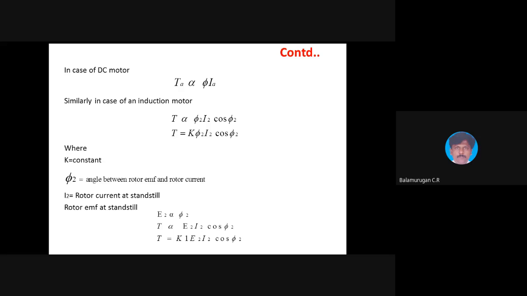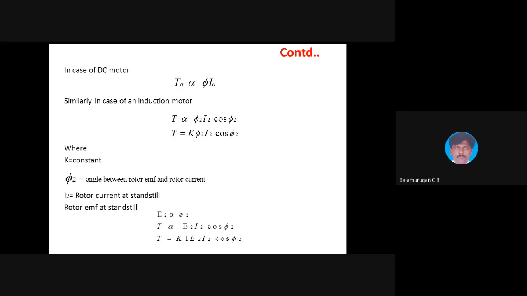In some books it may be expressed as phi R, IR, cos phi R. So anything you can consider. So the torque is directly proportional to phi 2, I2, cos phi 2. If you are equating this equation, you will get a constant K. We'll discuss what is my K.